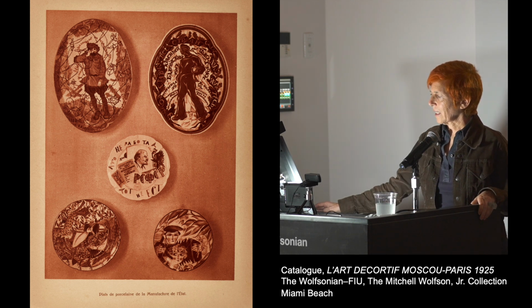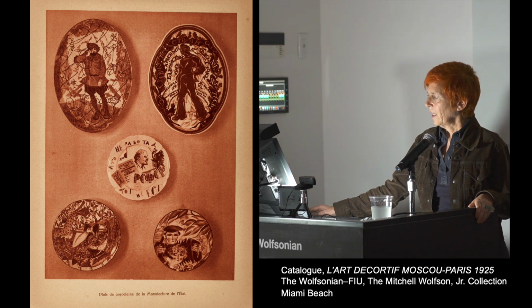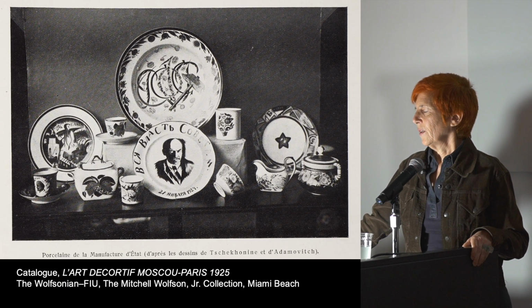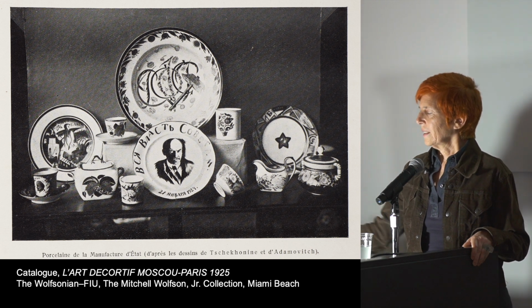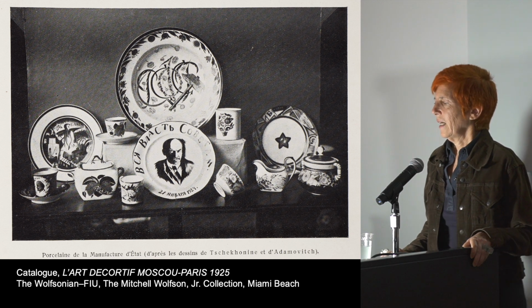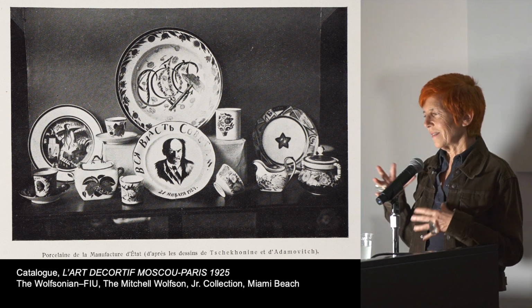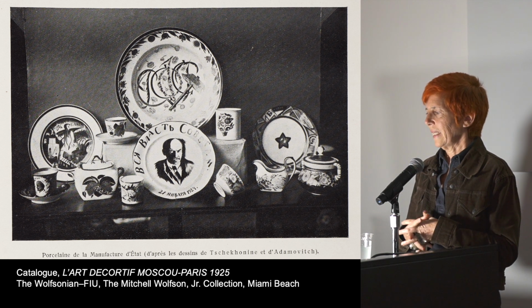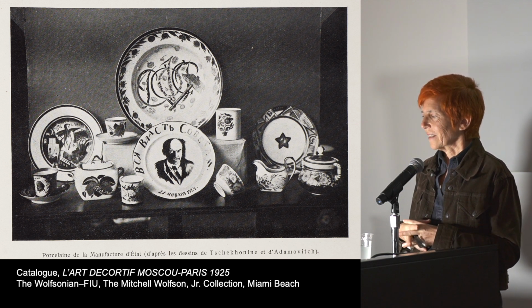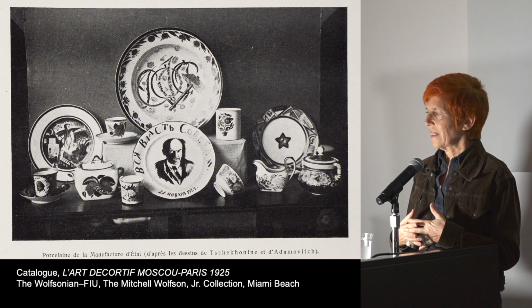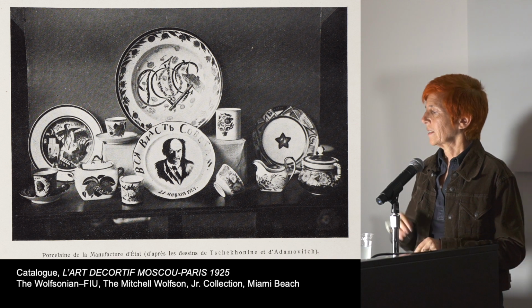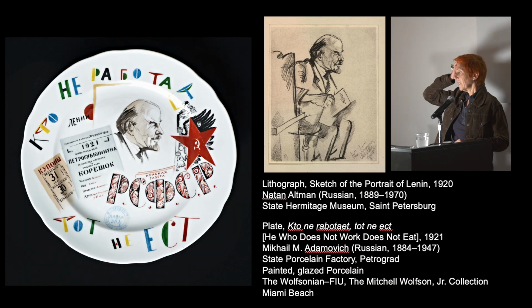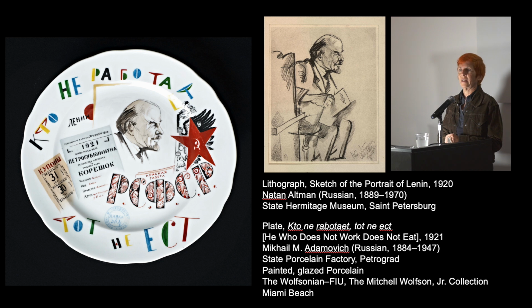This is a page from the catalog, and again, you can see the figure of Lenin, the star, the hammer and sickle. And this plate, which is in our collection, is very interesting because you can see the lettering with some floral stylized decorations, and the portrait of Lenin, which was the official portrait made by Nathan Altman in 1920 at the Kremlin, and then was used in many cases even on ceramics.